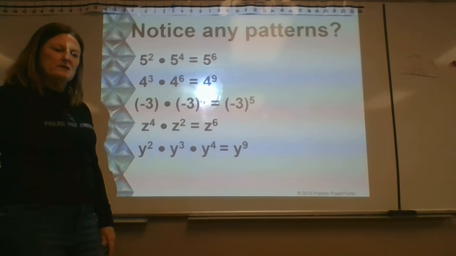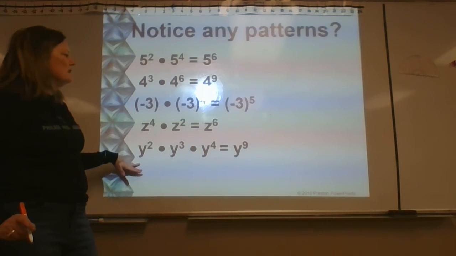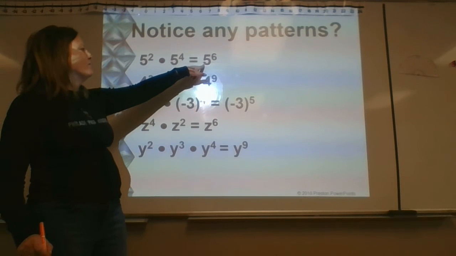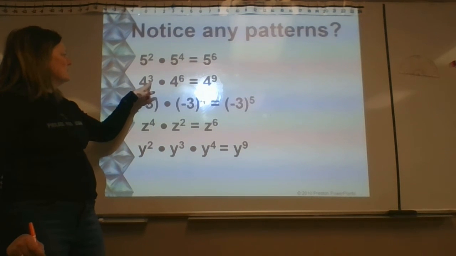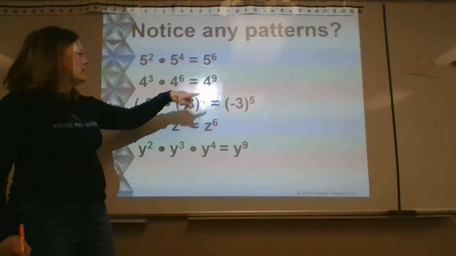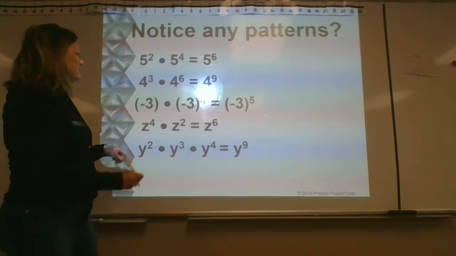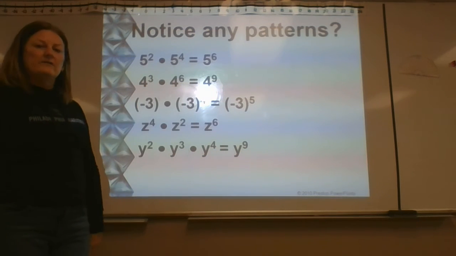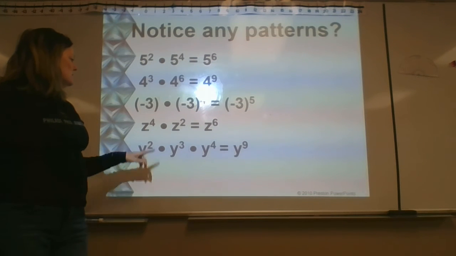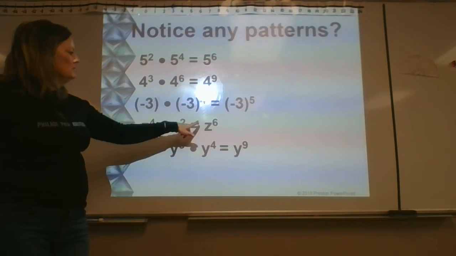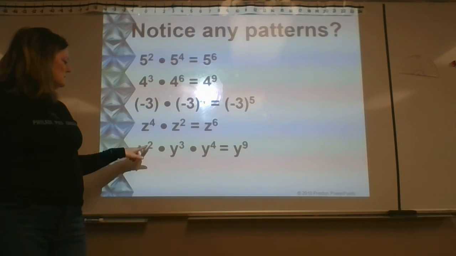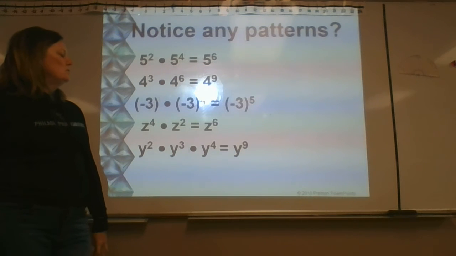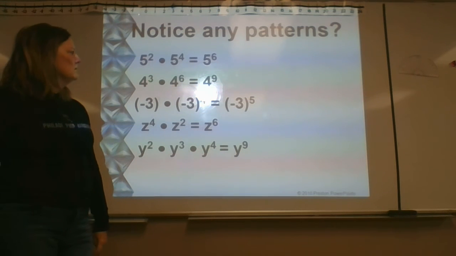All right, so what I want you to think about here is, do you notice any patterns in what's happening? In 5 squared times 5 to the 4th, we end up with 5 to the 6th. 4 to the 3rd times 4 to the 6th was 4 to the 9th. Negative 3, if you think about that, is to the 1st, times negative 3 to the 4th, and you get negative 3 to the 5th power. So here we have an exponent of 4 and 2, and the final exponent is 6. We have an exponent of 2, 3, 4, and the exponent is 9 in the final answer.